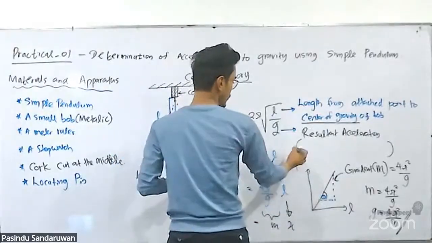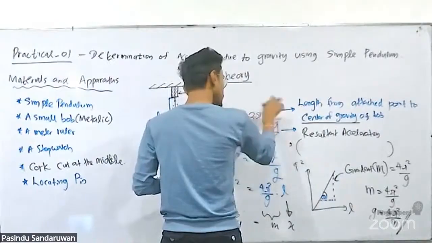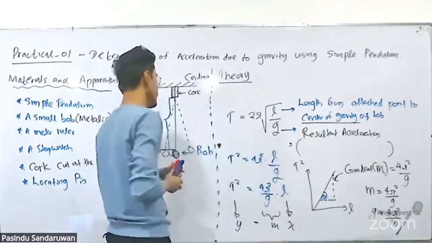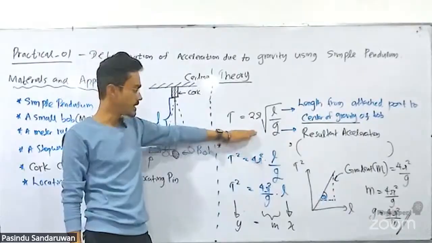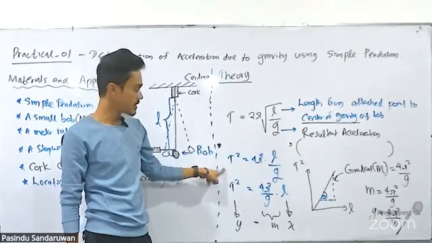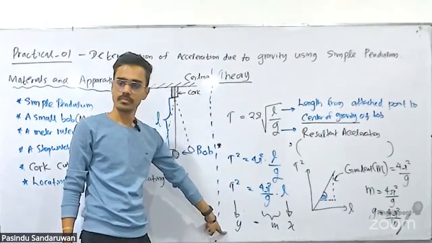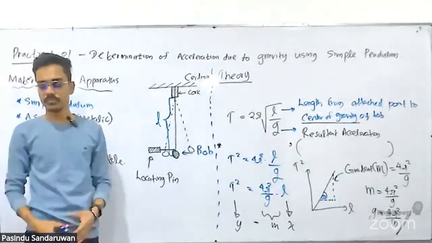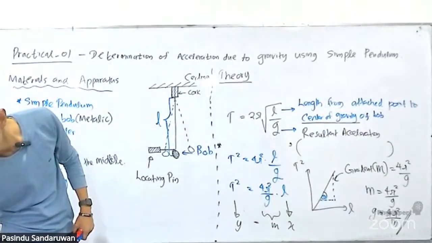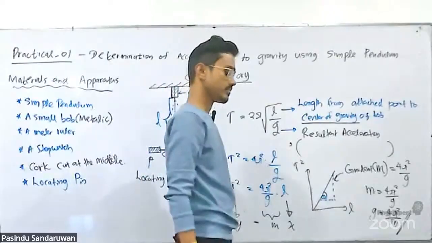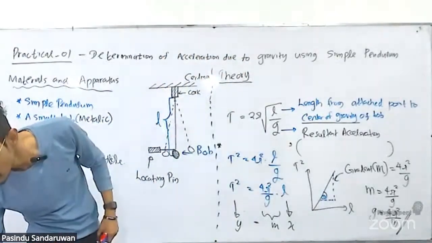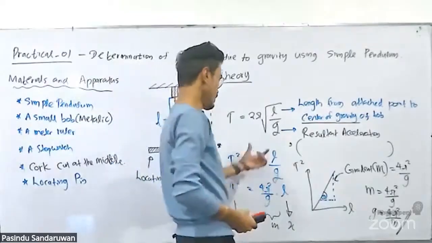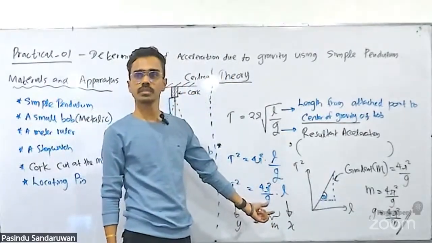Put a comma and write down the equation again: T equals 2 pi root L over G. Then consider the square of both sides and write all lines up to here. Y equals mx. Right?